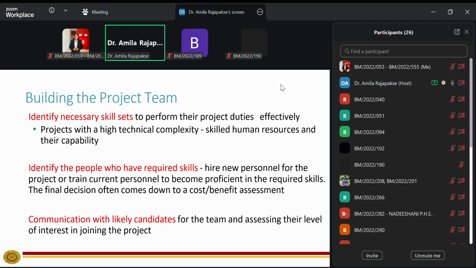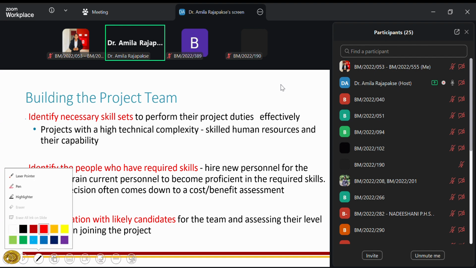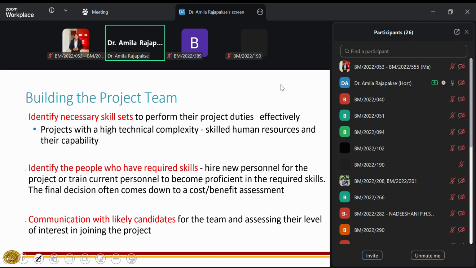Still, we are identifying a pool of candidates who are more suitable for the project. That's why here it is mentioned as likely candidates, possible for the team, and assessing their level of interest to join. Because if I'm not interested in joining the project, you cannot by force involve their service in the project activity. So their interest we need to assess at the first instance.